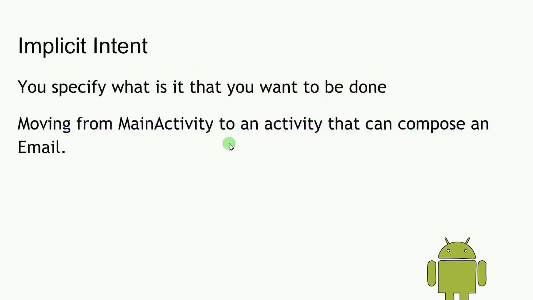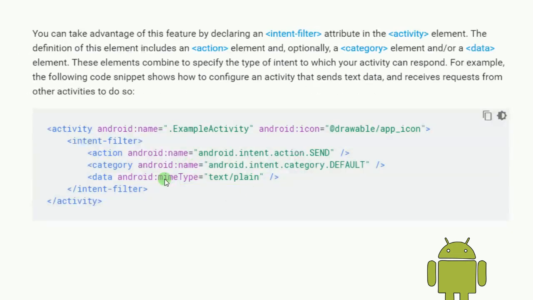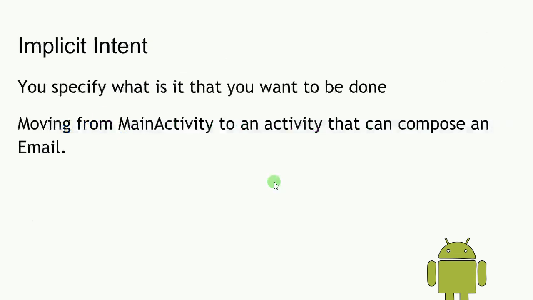So in our example, wherein we said that you want to move from main activity to an activity that can compose an email, the developer who created the email app will have to put these intent filters inside their email composure activity. Right? These elements combine to specify the type of intent to which your activity can respond. So the email app activity, which is going to compose the email for the user, will have to put these intent filters so that these action, these category, this data, so that their activity gets chosen by the Android system when somebody initiates an implicit intent to write an email.